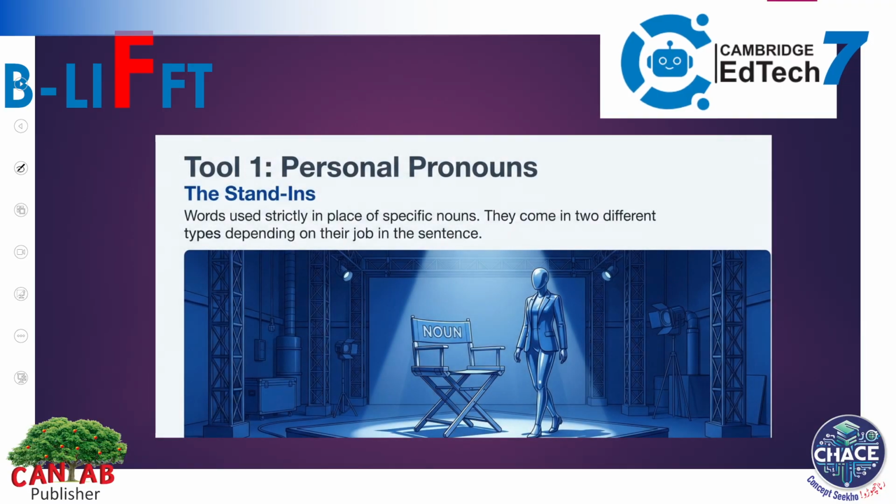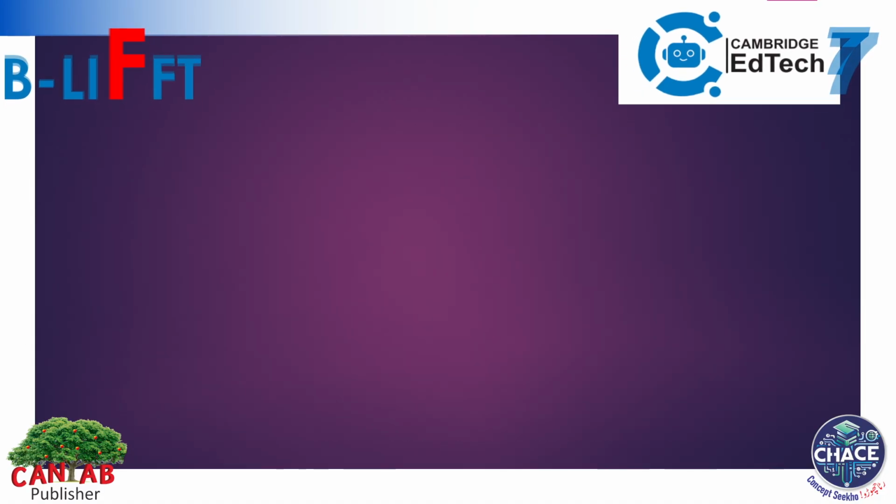Then we have personal pronoun. Words used strictly in place of a specific noun. They come in two different types depending on their job in the sentence. We use it in the place of subject or object according to their function.